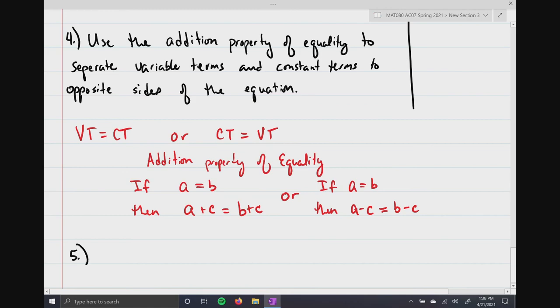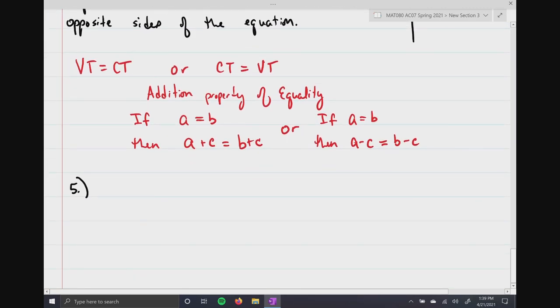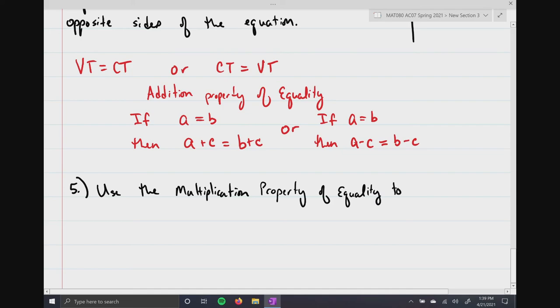Step five. There's only two more steps. Step five, and then step six is really small. So step five says, use the multiplication property of equality to simplify the variable term. All right.